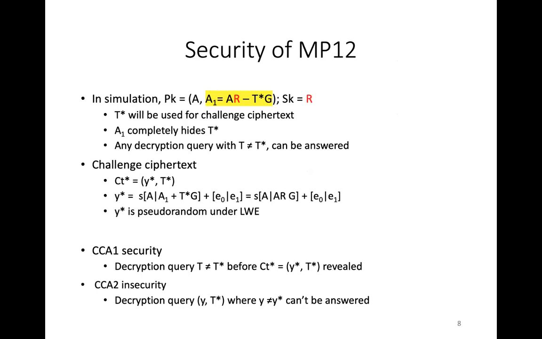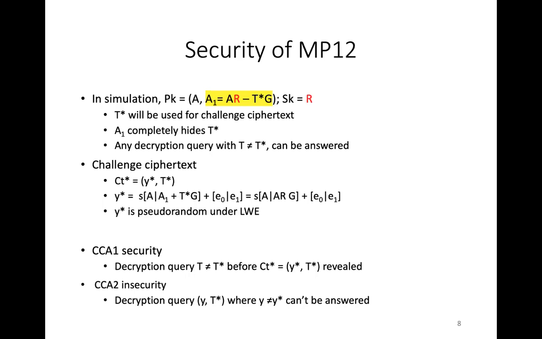In terms of security of the CCA1 secure lattice public key encryption by Micciancio and Peikert, it is CCA1 secure, and the idea of the proof is the following. In the simulation, the challenge tag T star, which will be used for the challenge ciphertext, is embedded in the public key matrix A1 from the very beginning. Because the matrix A is wide and R is sufficiently random, A1 completely hides T star. So before seeing T star, the adversary has no idea what T star is. Then the decryption queries made by the adversary will likely have a tag that is different from T star, so the decryption queries can be answered.